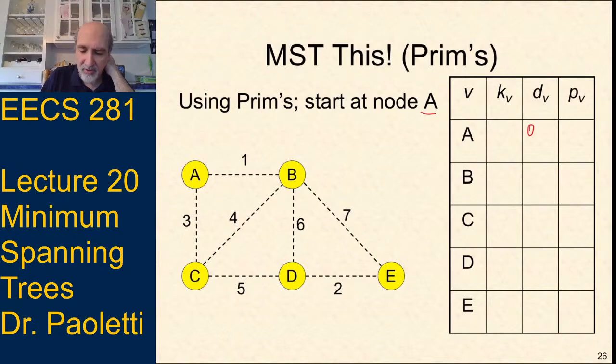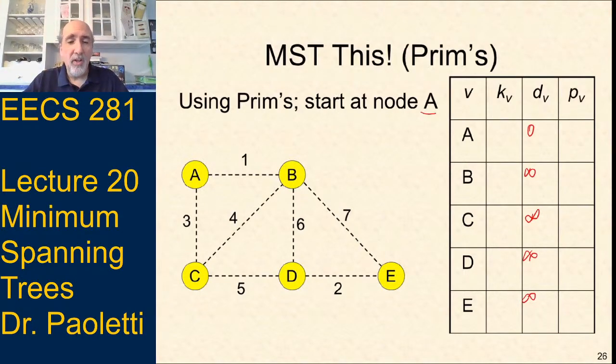So A has a distance of 0. Everybody else has a distance of infinity. And nobody knows who their predecessor is, so I'm just going to leave those blank. So run through this. Take 2 minutes to do it.